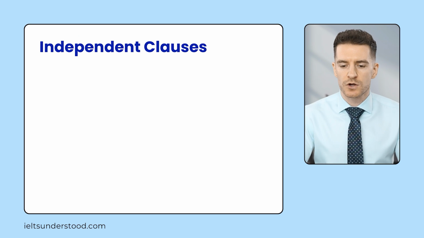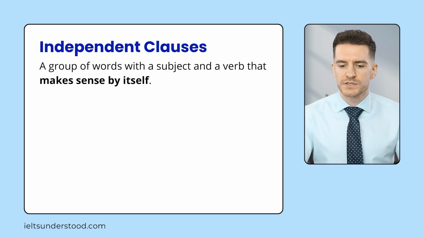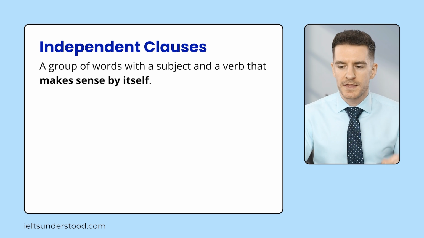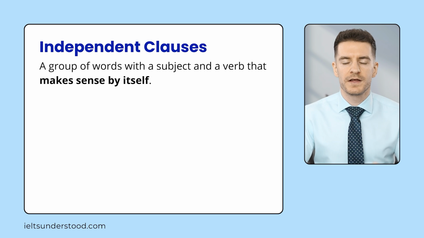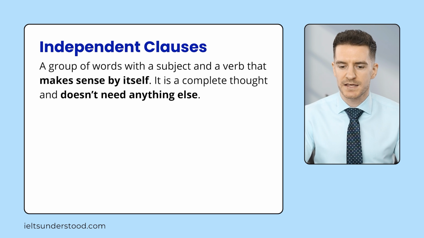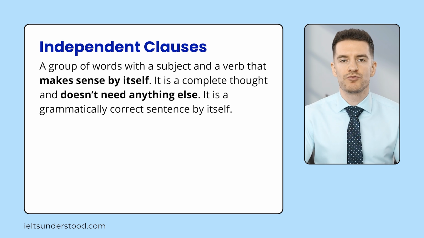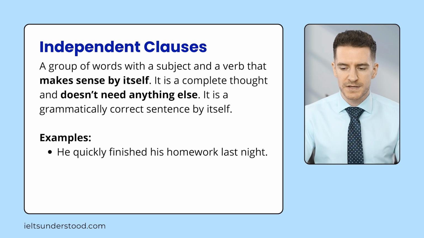So now we know what a complex sentence is, but what about an independent clause and a dependent clause? Well, let's start with independent clauses. These clauses are a group of words with a subject and a verb that makes sense by itself. That's the key thing. It makes sense by itself. It doesn't need anything else. It's a complete thought and doesn't need anything else. And it's a grammatically correct sentence by itself.